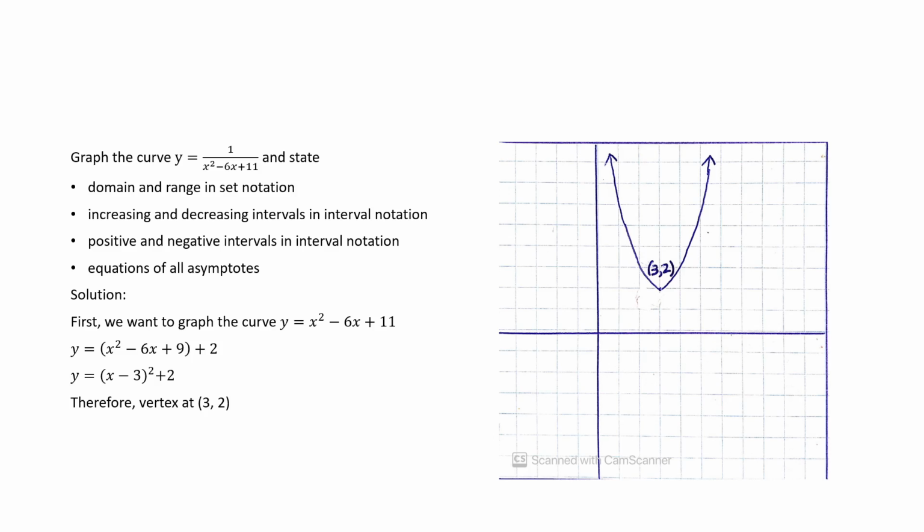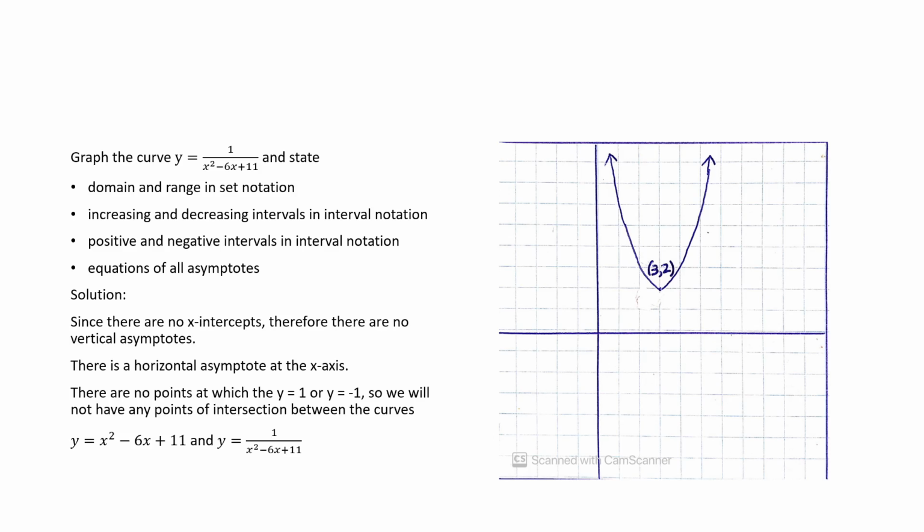We want to know, well, does this have any vertical asymptotes? Since the parabola that we just drew has no x-intercepts, therefore 1 over f of x, that we're asked to graph, will have no vertical asymptotes. And so there's going to be a horizontal asymptote along the x-axis because there always is.